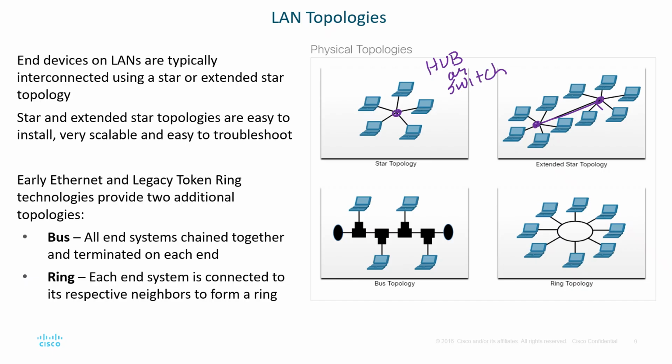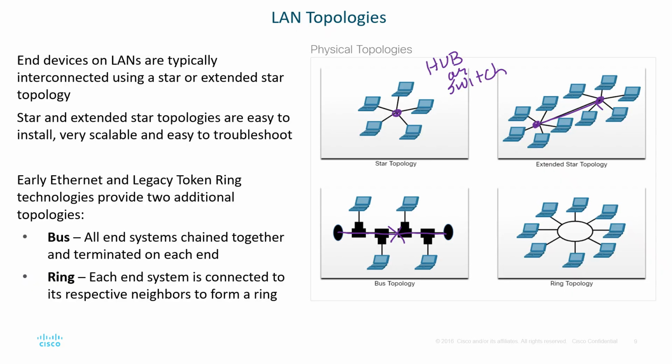Now, early Ethernet and legacy token ring technologies provide two additional topologies. Be familiar with these. They are both considered obsolete, but you do need to be familiar with them. A bus has all end systems chained together and terminated on each end. Again, what would be a parameter here that would not be helpful? That goes down, no one gets connectivity, right?